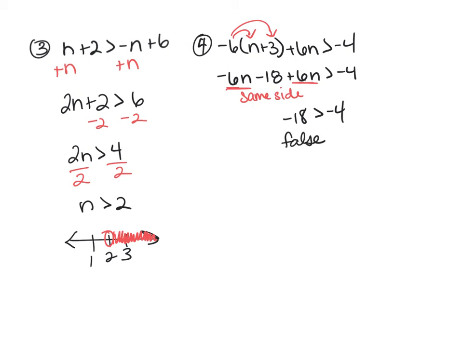And we learned in the equations that when we had a statement that was false and all the variables went away, that meant there is no solution. There are no numbers that are going to make this true. And that is a 0 with a line through it for our shortcut.